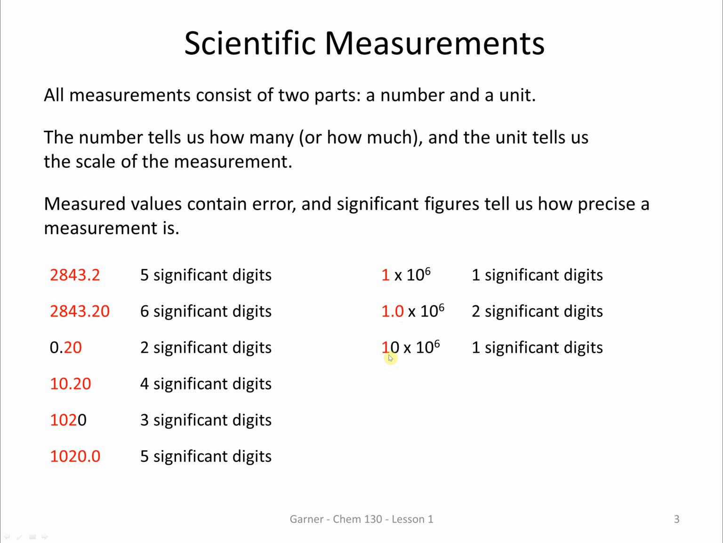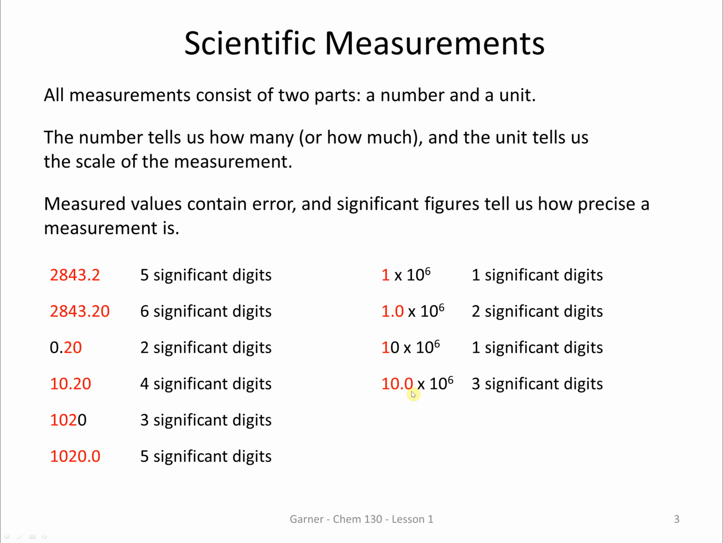All right, in the next example we have 10 times 10 to the 6th. Here we only have 1 significant figure. It's just the 1 here. Since it's a non-zero value, it's significant. The 0 that follows it is to the right of the 1, which is a sig fig, but it's not to the right of a decimal point, so it's no longer significant. It's not significant in this case. So we only have 1 sig fig in that value.